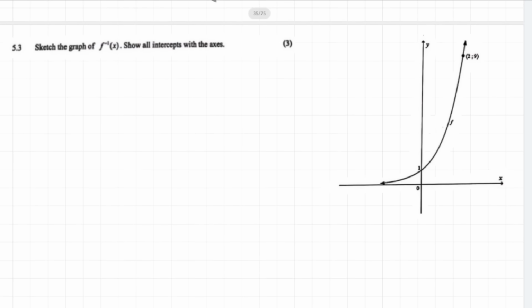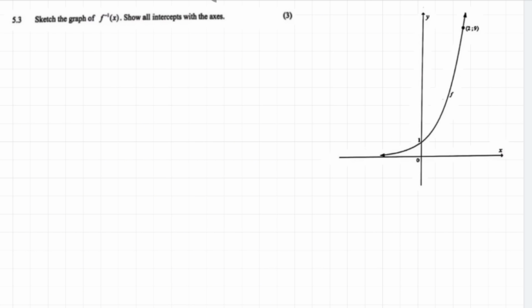Let's move on to the next question. This is sketch the graph of f inverse. Show all the intercepts. Actually, here we're looking, since we know that f inverse of x is equal to log base 3 of x, I saw some students trying their best to find the x-intercept when you're given an inverse. No, you cannot find it unless you understand logs very well.